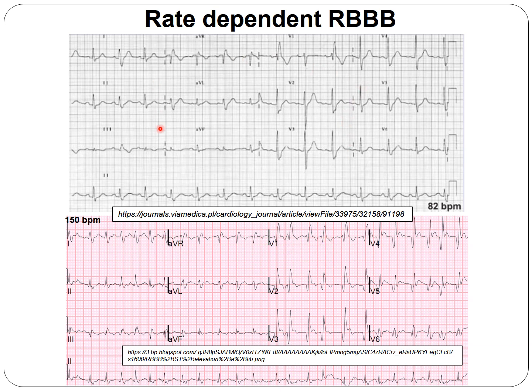As you see here in the upper panel, when the patient had a rate of 80, only a few complexes show the right bundle branch block picture. However, when the rate increased to 150, all the QRS complexes are wide, and all of them show the typical pattern of right bundle branch block.